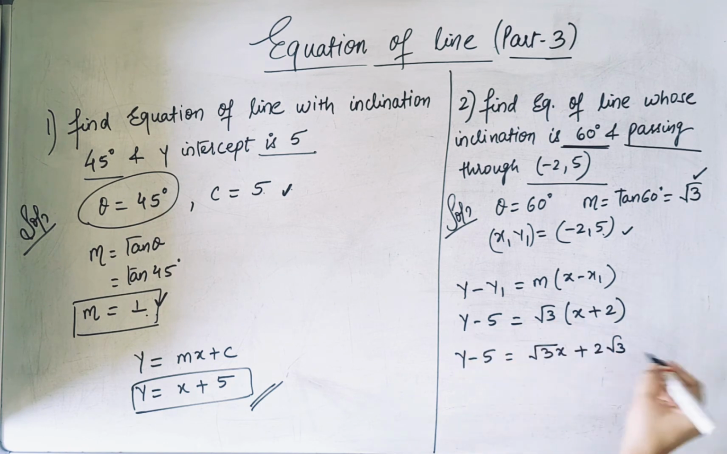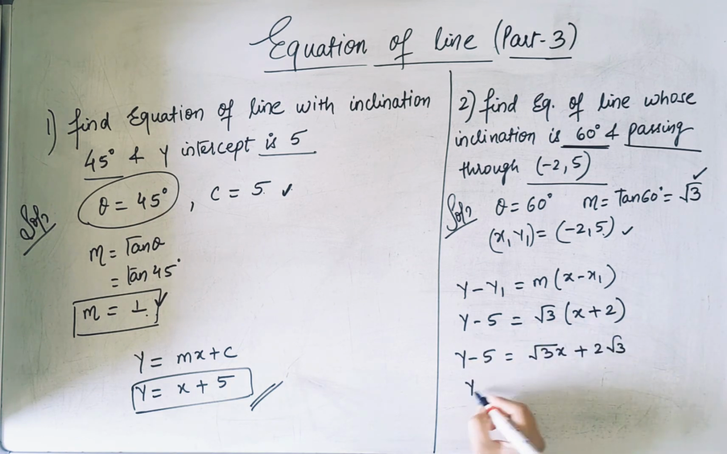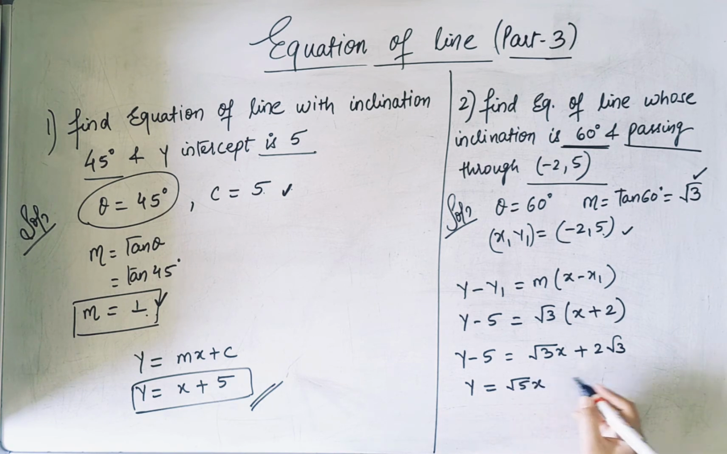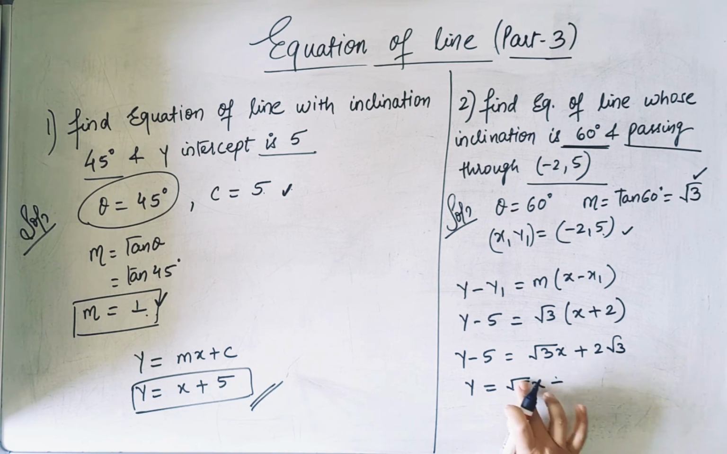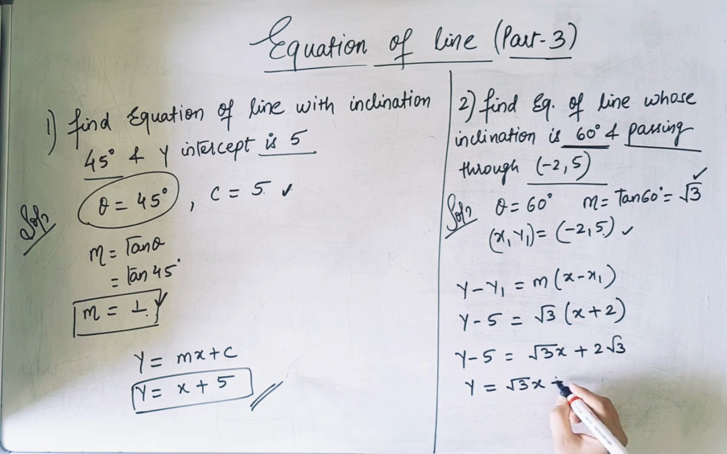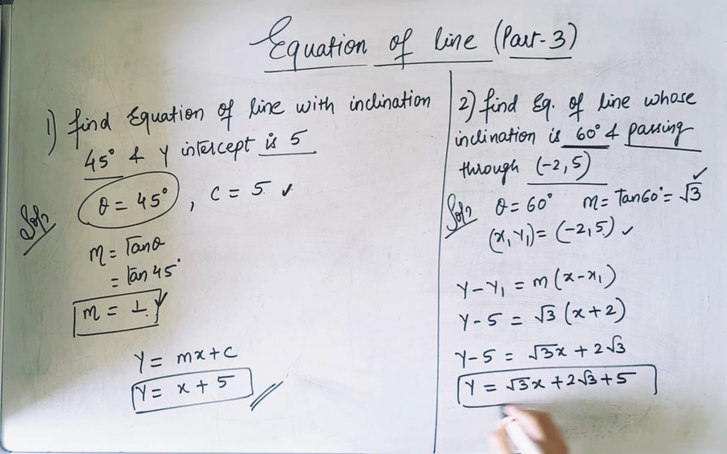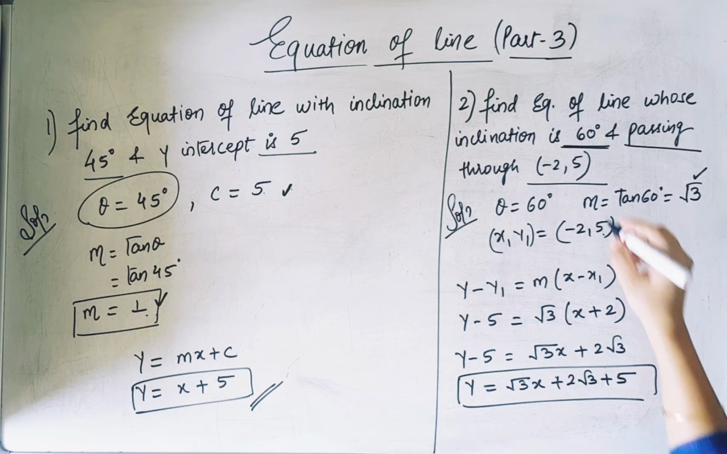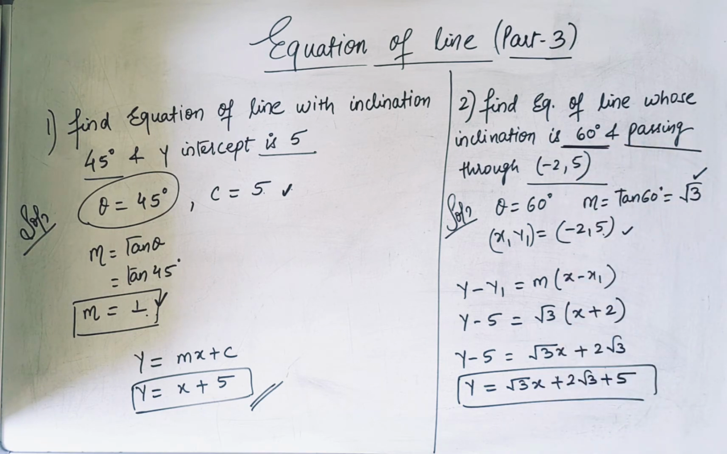Thus we'll shift 5 to that side. So we'll get y is equal to √3x, sorry, it's √3x plus 2√3 plus 5. So this is the required equation whose inclination is 60 degrees and passing through (-2, 5).